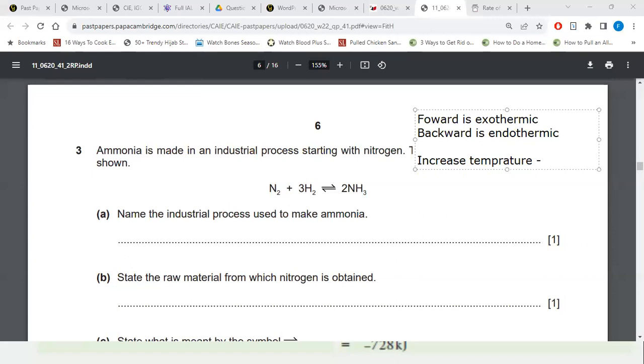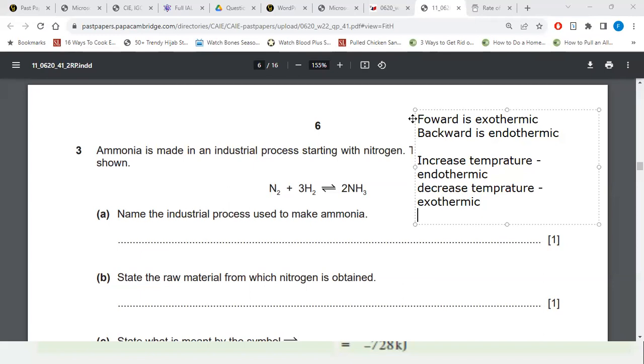It will go to the endothermic side. Correct. And when I decrease the temperature, where will it go? Exothermic side. Correct.